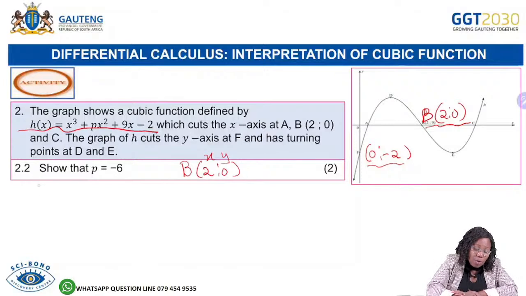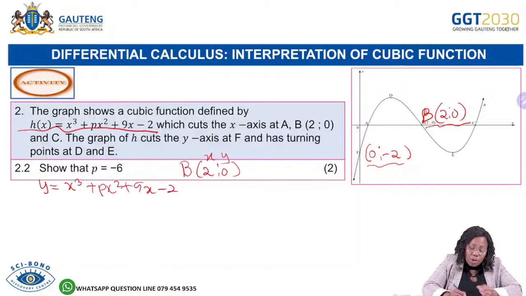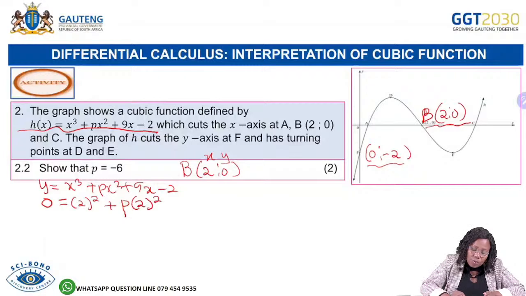And we will substitute this as x and y in our equation so that we can find the value of p. So now we have y is equal to x cubed plus px squared plus 9x minus 2. Then we are going to substitute y with 0 and x with 2. I am substituting. And then we leave p. We are looking for that p. x is 2 squared plus 9 into 2 minus 2.